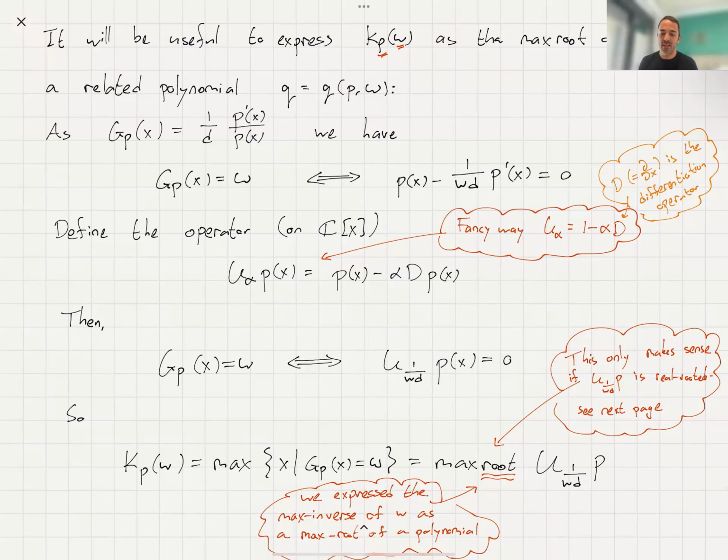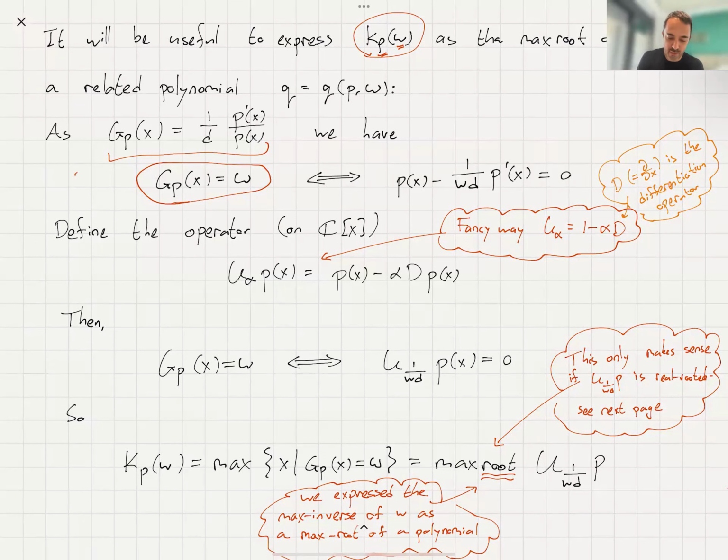Then it turns out that you can express this as the maximum root of some other real-rooted polynomial. So let's see why. It's a very simple calculation, but I think it's a kind of brilliant move. So the Cauchy transform is this thing, right? That's the formula that we have for it. It's the normalized version of the derivative over the polynomial itself. And forget about max root, or max solution. But if you ask, what is an X that satisfies this equality, W is now given.